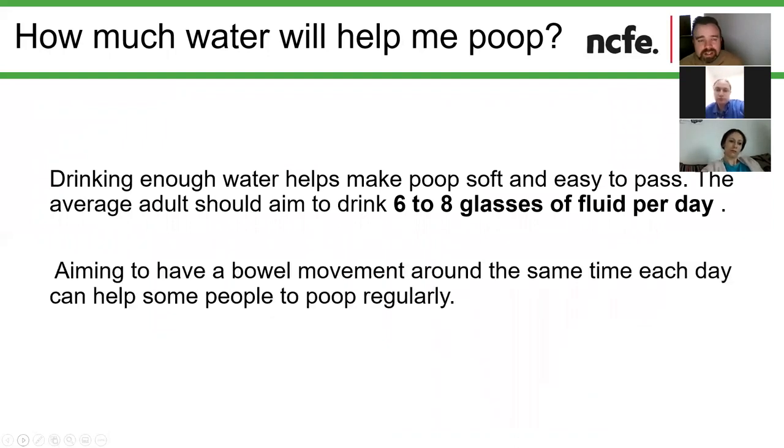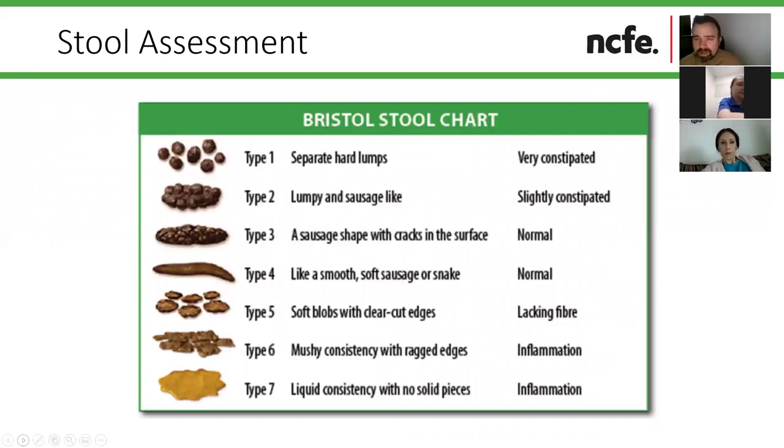So how much water do we need to drink? Between 6 and 8 glasses each day. And obviously the more water we drink, the better the bowel movement, because the large intestine is designed to extract the water. So if we haven't got a lot of water in there anyway, that's why the bowel gets blocked, and that's what causes our constipation.